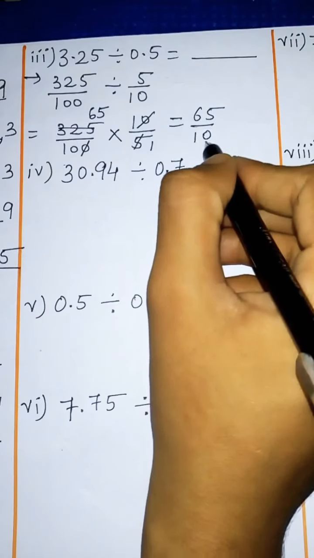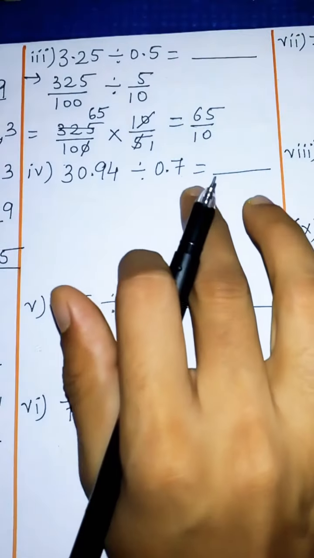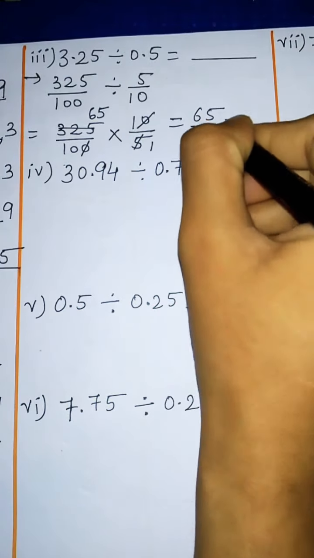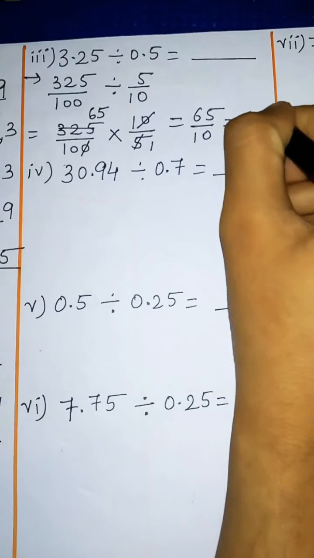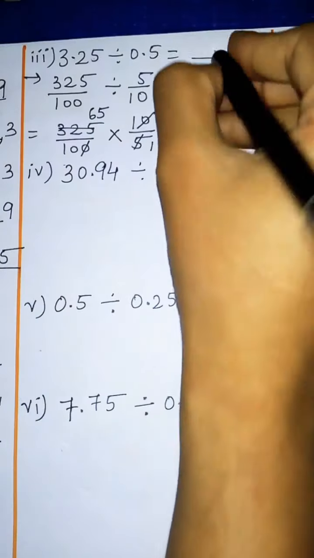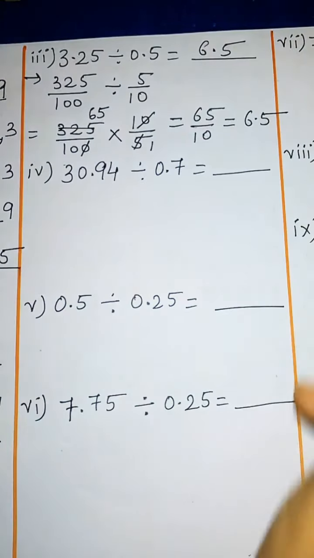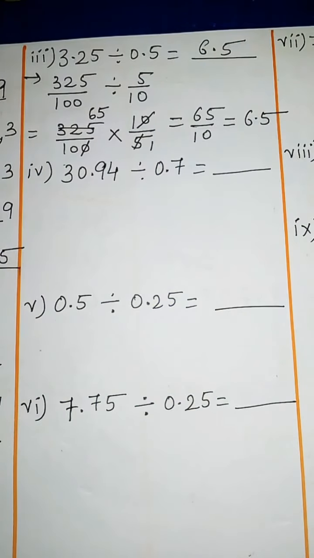Now 65 upon 10 is our final answer. Again we can write it in decimal form. 10 is there, so we can convert it to decimal. We can write 65 upon 10 as 6.5. So 6.5 is our answer.